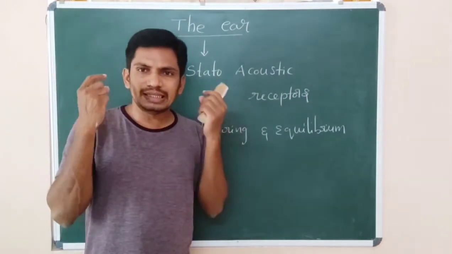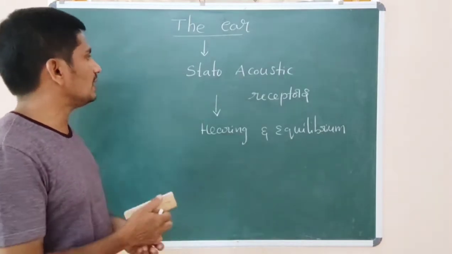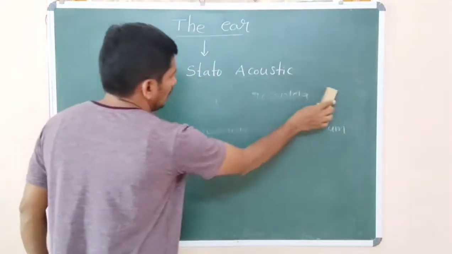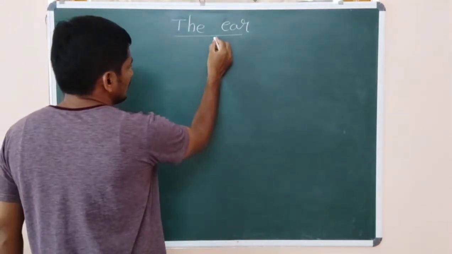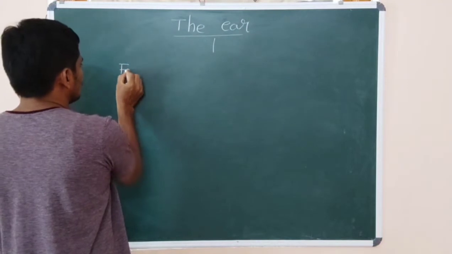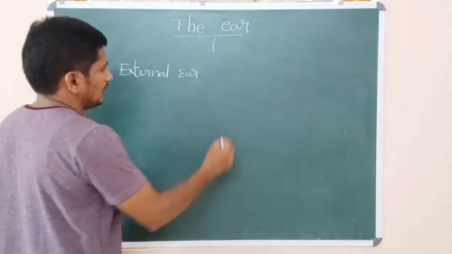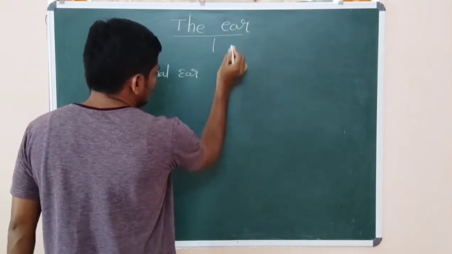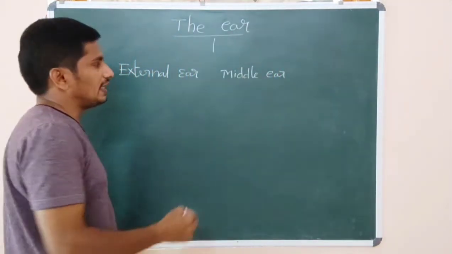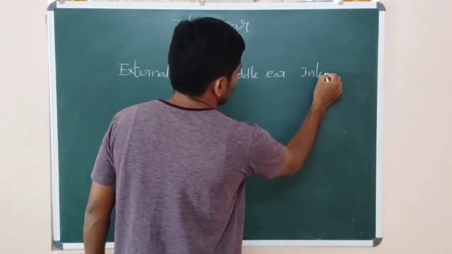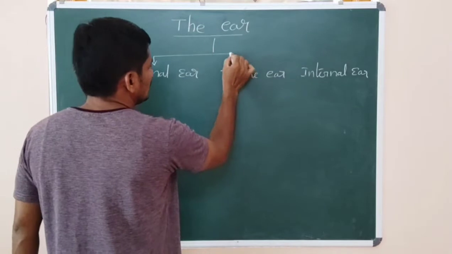The whole ear is somewhat external, and the remaining part is connected with the temporal region of the skull. Now, how are the maintenance of equilibrium and hearing happening in the ear? What parts are present in the ear? Now we are going to learn. The ear consists of, first, the external ear, that external part; second, the middle ear; and third, the internal ear. These are the three parts present in the complete ear.